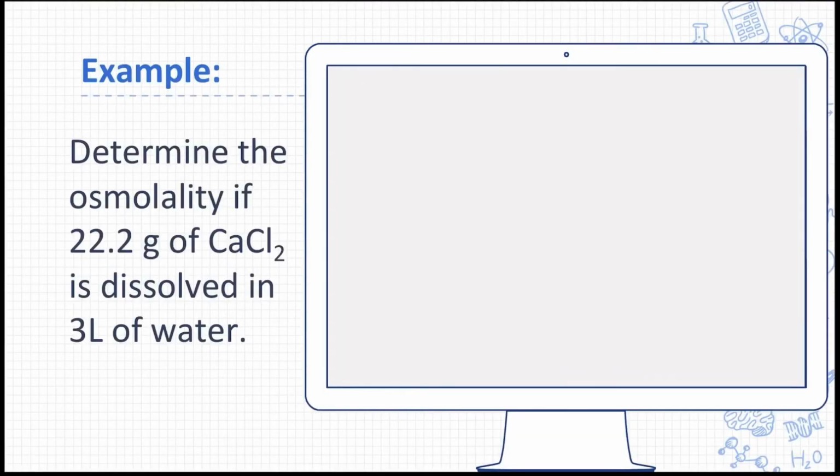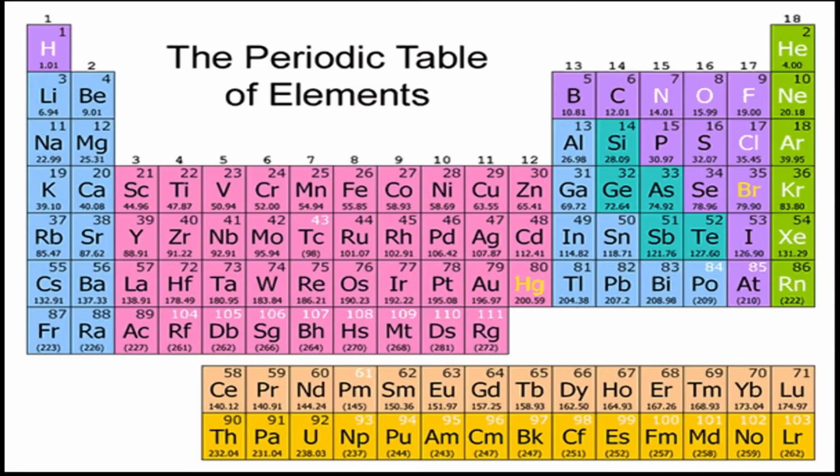Now let's calculate the osmolality of an ionic compound. Determine the osmolality if 22.2 grams of calcium chloride is dissolved in 3 liters of water. What you need to do first is determine the number of moles of calcium chloride. And take note, how do we get the molecular weight of calcium chloride? We need the periodic table of elements.